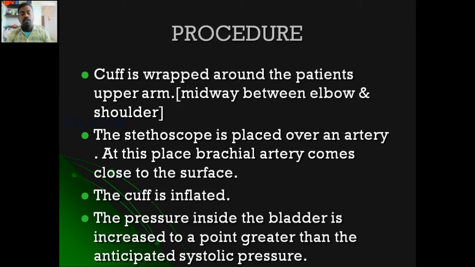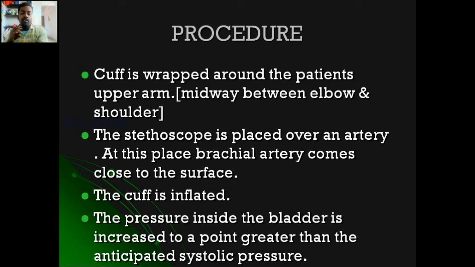Okay, right. Then the procedure, how to measure blood pressure by the auscultatory method. Initially the cuff is wrapped around the patient's upper arm midway between elbow and shoulder. We know about blood pressure measurement. Then the stethoscope is placed over the artery. At this place the brachial artery comes close to the surface. Okay, the cuff is inflated. The pressure inside the bladder is increased to a point greater than the anticipated systolic pressure. So initially the cuff is placed and the stethoscope is placed over the artery.